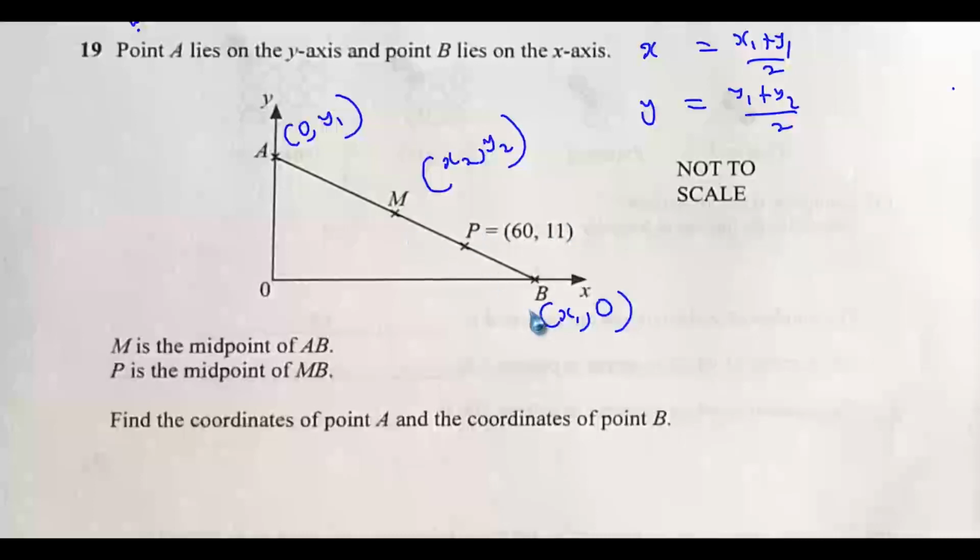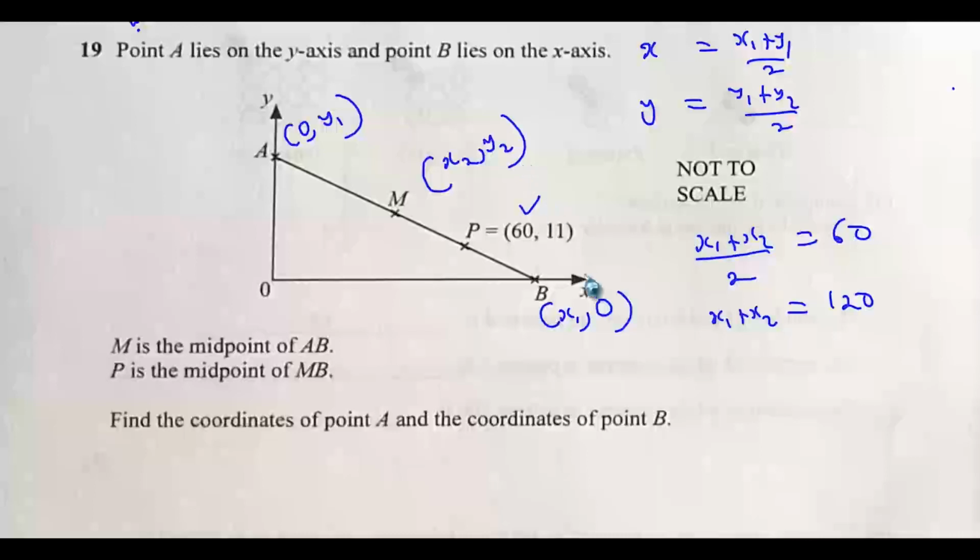Now let's start with the line segment MB. The coordinates of the midpoint P are 60 and 11 respectively. So that means if you add x1 and x2 together, x1 plus x2, divided by 2, the answer should be equal to 60. That is the formula. So you can say x1 plus x2 equals 2 times 60, that is 120. This is the first thing you should take note of.